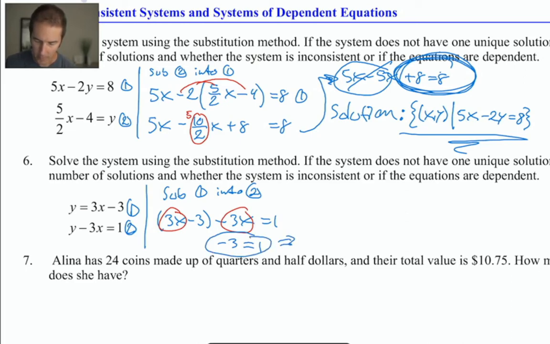that's an arrow by the way, that there is no solution.